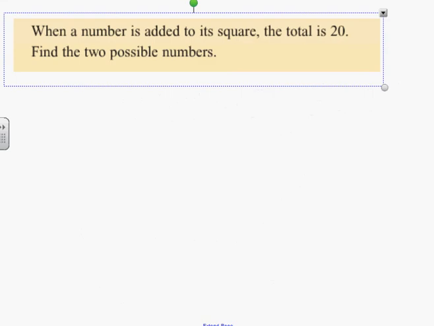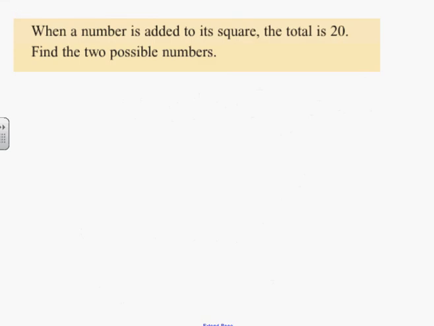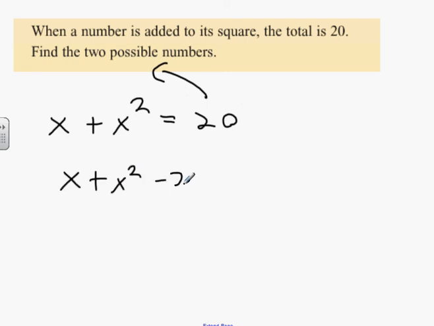Now, this one's a difficult one, guys. Are you ready? When a number is added to its square. So x is the number. What is added onto it? x squared. The answer is 20. Bring the 20 over to your side. What happens? x plus x squared minus 20.